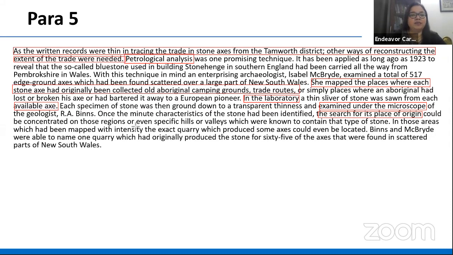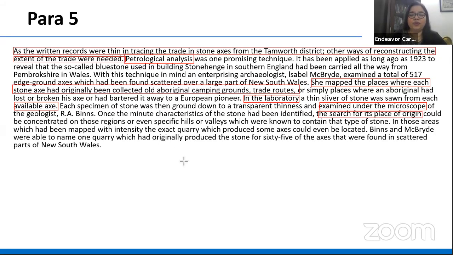In those areas which had been mapped with intensity, the exact quarry which produced some axes could even be located. Those quarries that gave you actually good quality stone and ended up being important points on the trade route could actually be located. You could find that these axes were drawn from there.